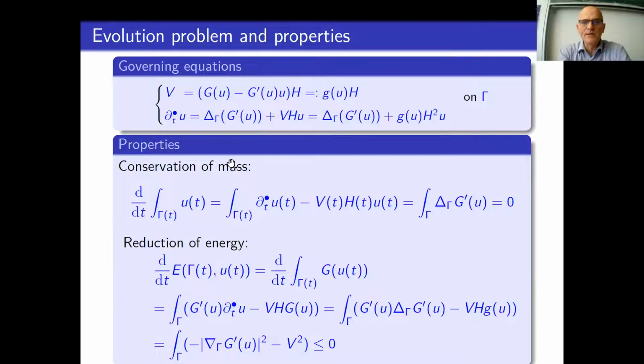If we do this, we get conservation of mass. So the total mass does not change in time. You can use Reynolds, and this just gives the Laplacian. And we look at a closed surface, so we have no boundary. So Gauss tells me this is equal to 0. And we also get a reduction of energy. You can just compute the time derivative of the integral of g of u of t over gamma of t, and you see you have two dissipative mechanisms. One is the velocity squared, and the other one is the gradient of g prime squared, which is like in a typical diffusion process.